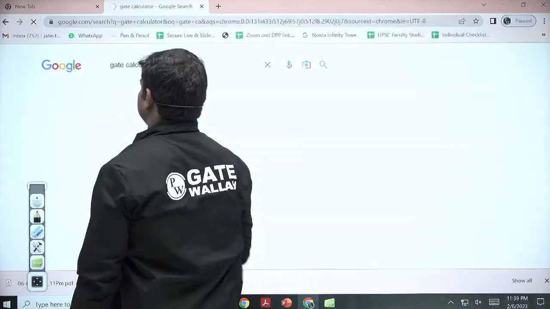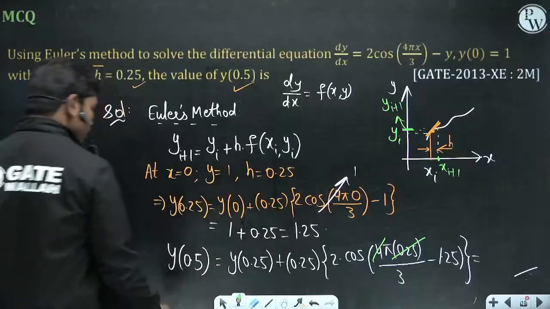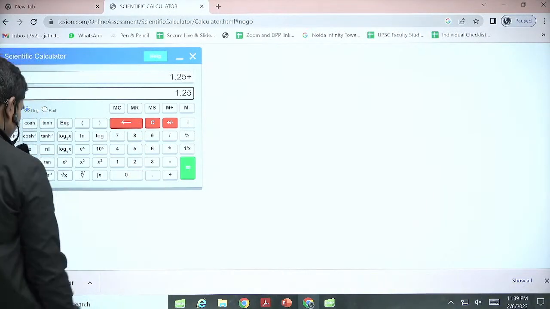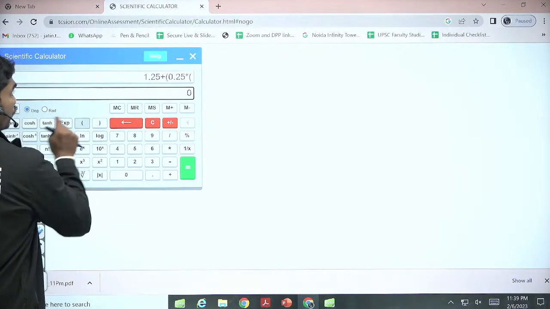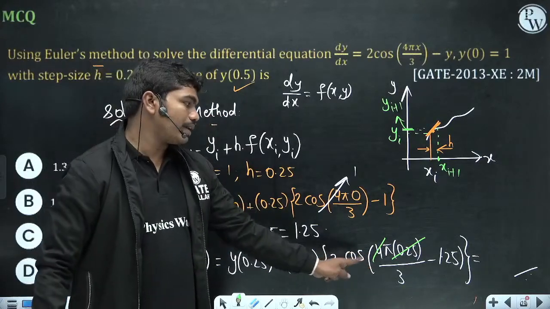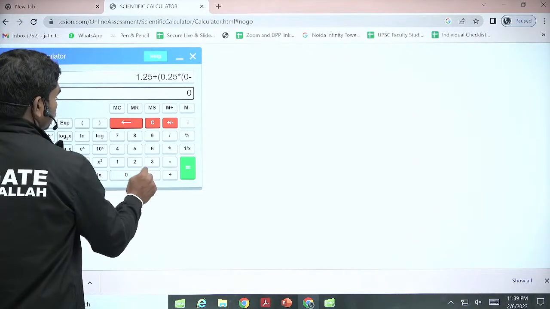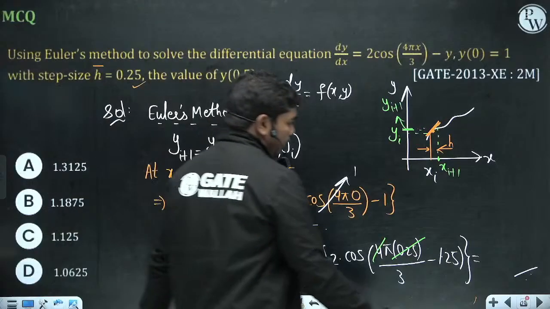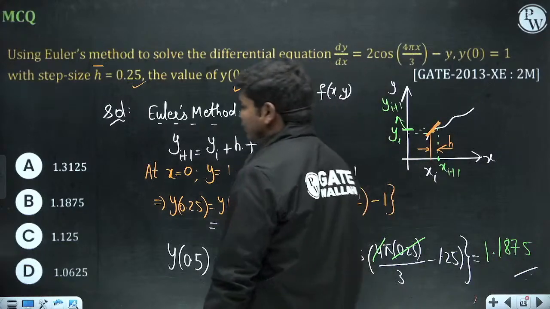Gate calculator. Okay, so now let us calculate this question. So basically y of 0.25 is 1.25 plus 0.25 into 0.25 into 0.25 into 2 cos pi by 3. So cos 60 is 1 by 2. So this is 1 minus 1.25, minus 0.25, minus 0.25. If this value is calculated, we get 1.1875. So 1.1875 is the correct answer here. So option B.